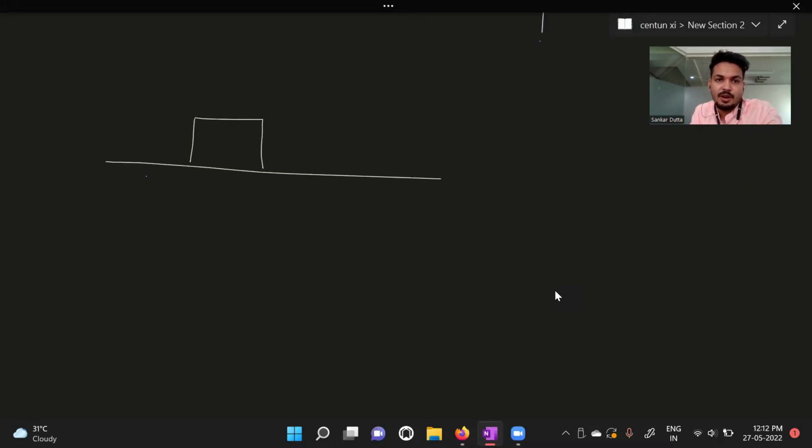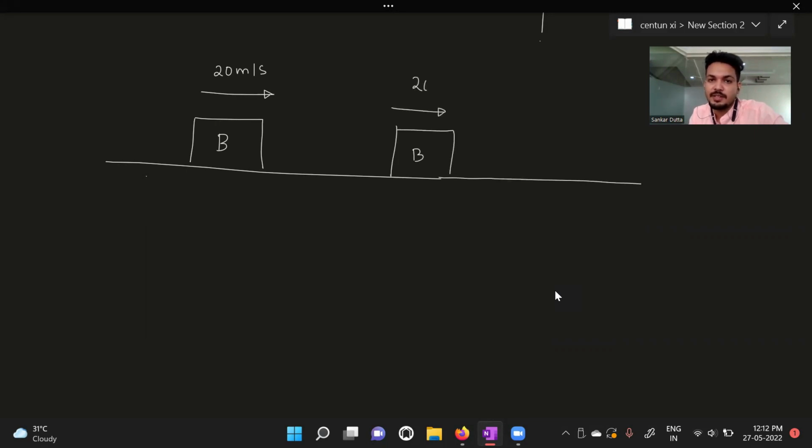Imagine you have a block B of some mass, and I tell you that this is traveling at 20 meter per second at a constant speed, right? So from this statement you understand that when this block is going to move here, this velocity will still be 20 meter per second only, right? And when it reaches here also, its velocity is going to be 20 meter per second only.